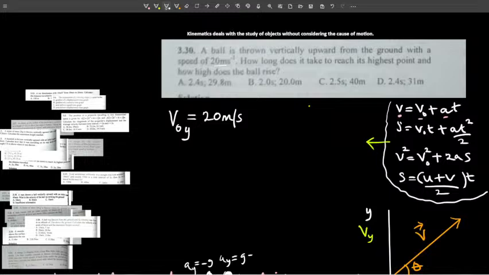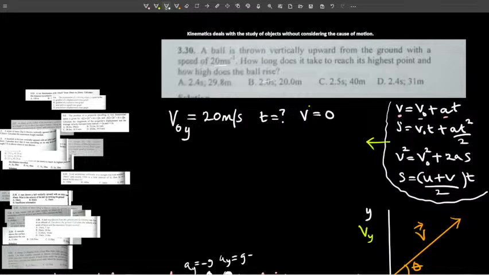Do you understand? How long does it take to reach its highest point, and how high does the ball rise? How long? We're looking for time, the time it takes to get to the highest point. Class, at the highest point, the velocity of a body is 0.